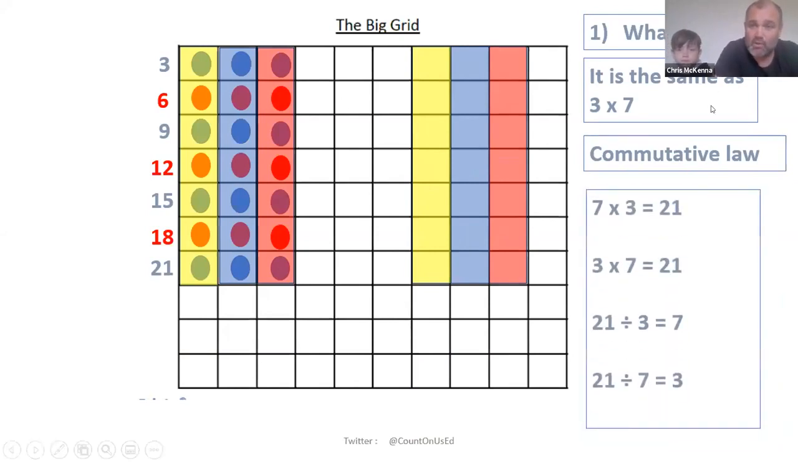And just like Susan was saying, we can see these connections. So 7 times 3 equals 21. 3 times 7 equals 21. 21 divided by 3 equals 7. 21 divided by 7 equals 3. So all these things are connected. That's why, when you're talking about multiplication and division, you can get all that information and all those connections from that one picture here.